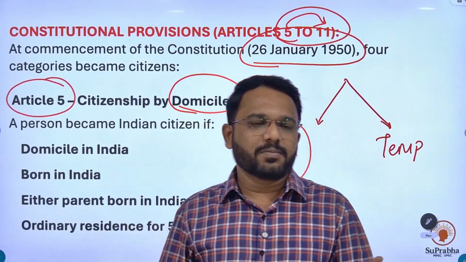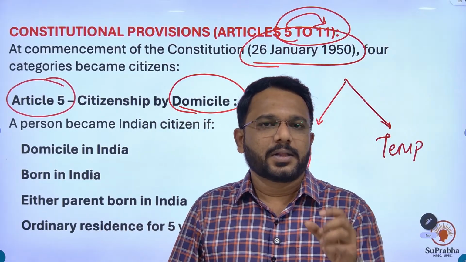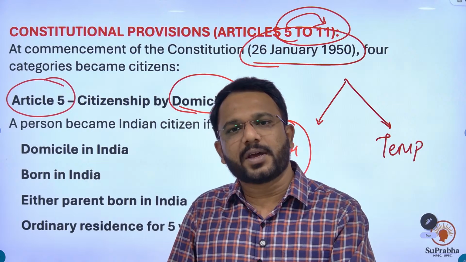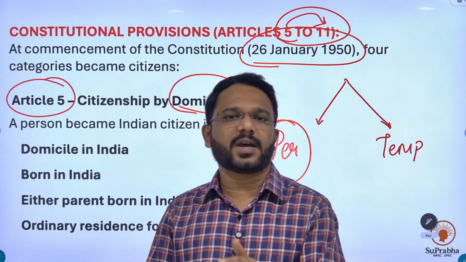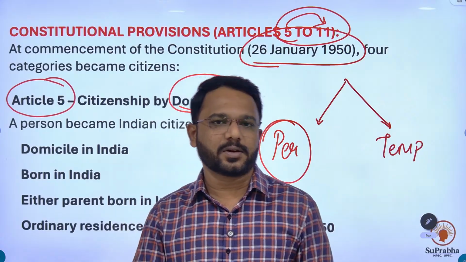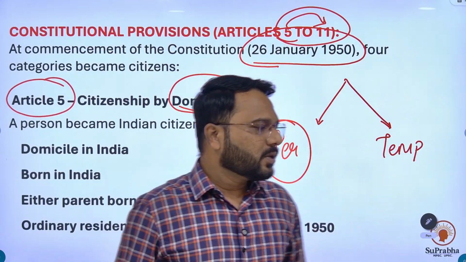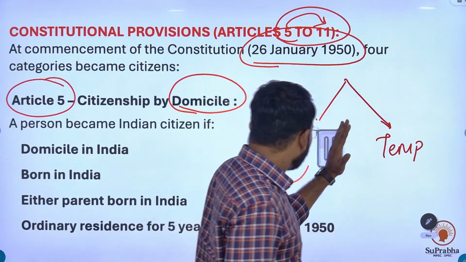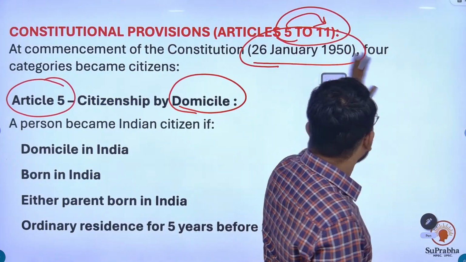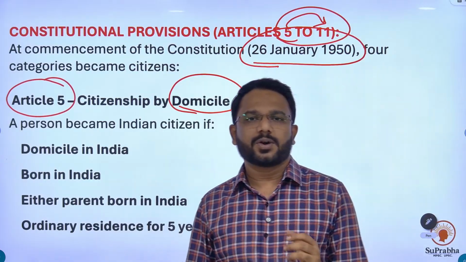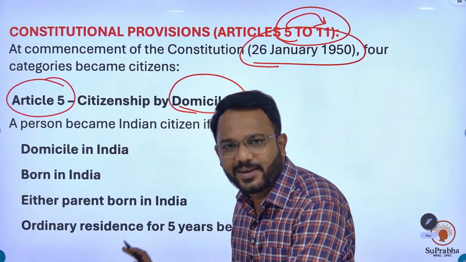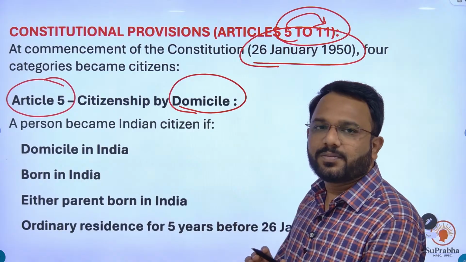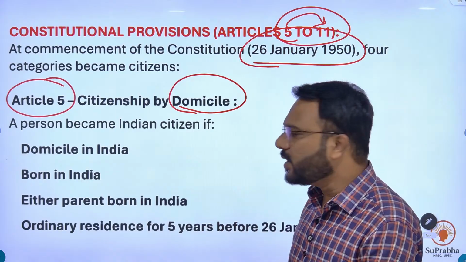And what do you mean by resident? That means the person is living there but for a temporary period, and he has desires to resettle at some other place. That is the difference between permanent and temporary address, or resident and domicile. So a person who was domiciled in India can become a citizen of India.